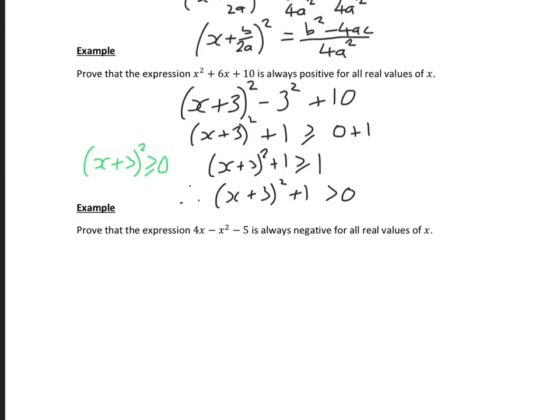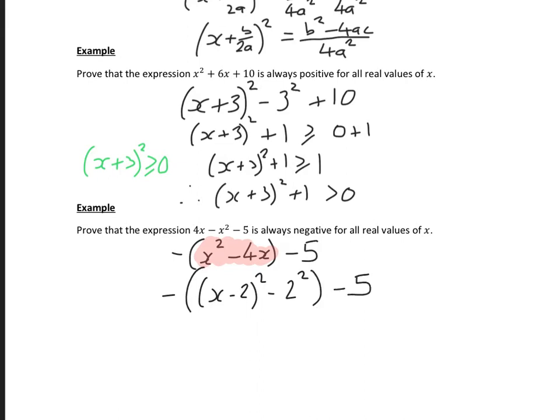Okay, can you try the one below yourself? So press pause and try and prove that that expression is always negative. Okay, so hopefully you've had a go yourself now. So I would factorize out negative. So I get negative x squared minus 4x minus 5. And I'm going to complete the square on this bit. So x minus 2 squared, take away 2 squared. Put a minus at the front and a minus 5 at the end.